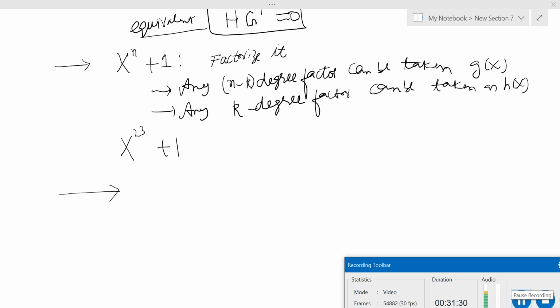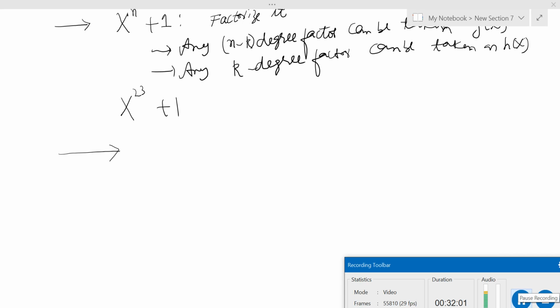Now, there is a great job in choosing good codes. There will be several codes. Suppose x to the power 23 plus 1, you can factorize it in various ways, and you can choose any k degree, but you have to choose a good code. A good code should have good error correcting capability. That is one important research area, which is vast, and people have been doing work for the last 30-40 years and are still doing work in this area.